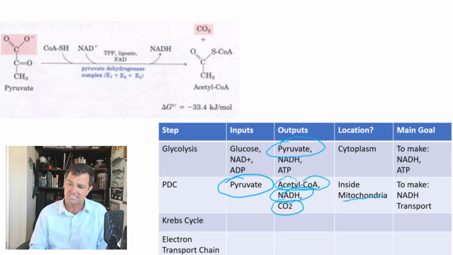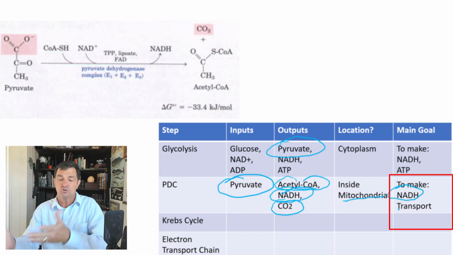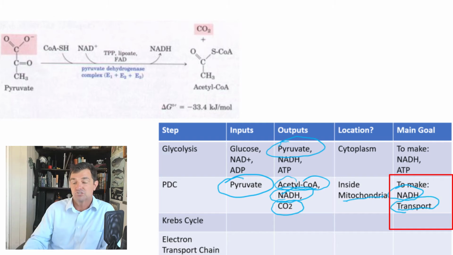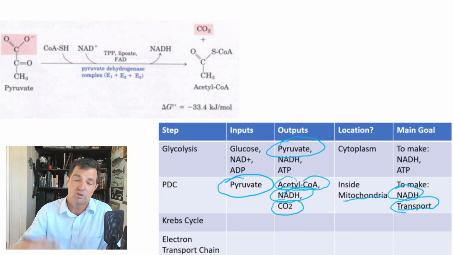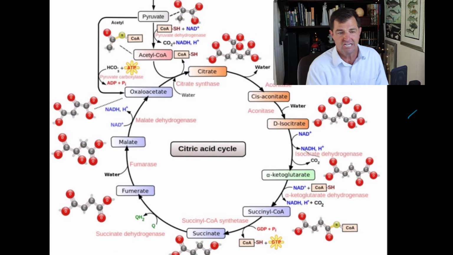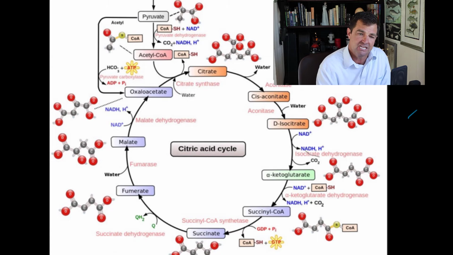The other part of the PDC is that we're trying to transport that into other parts of the cell so that we can go on with the next step, which is the Krebs cycle. Okay, so citric acid cycle or Krebs cycle. And once again, you noticed we ended with acetyl coenzyme A, so we're going to start there.